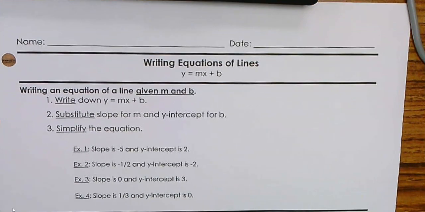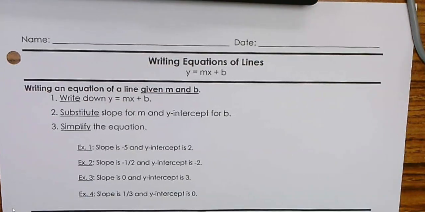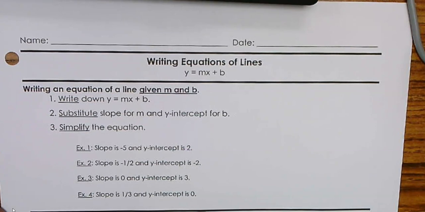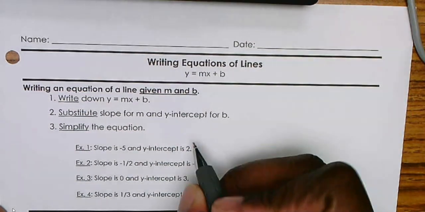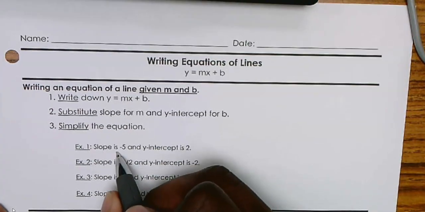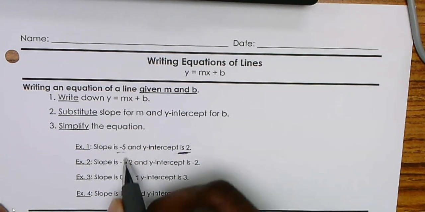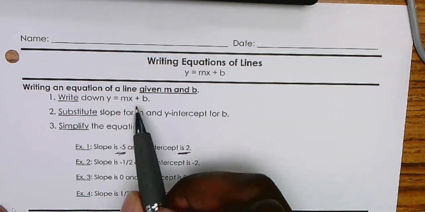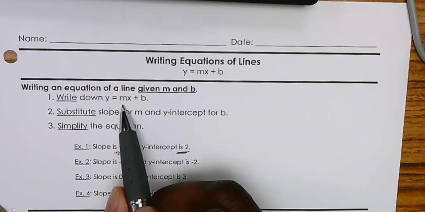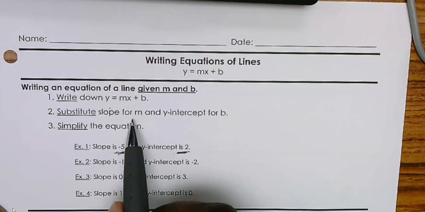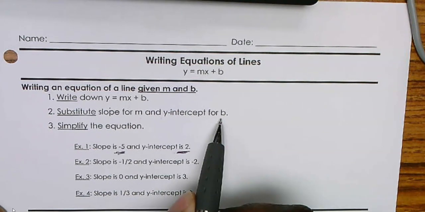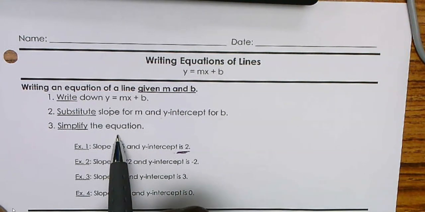First thing is write an equation for a line given a slope and a y-intercept. So I'm going to do that. If they told me my slope is -5 and my y-intercept is 2, our steps for doing this are these. We first write y equals mx plus b. Then we'll substitute m and the y-intercept with b. Then we simplify the equation.